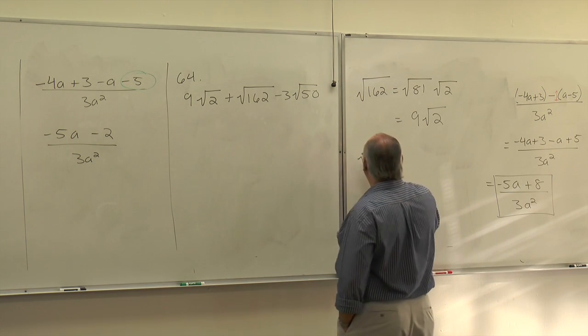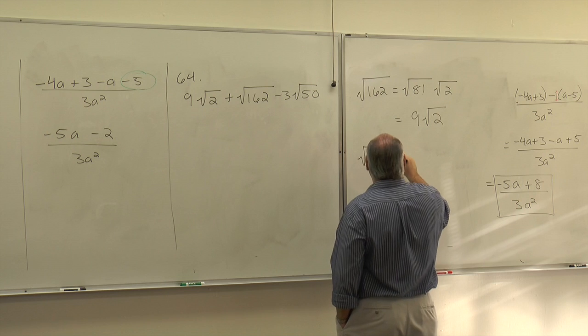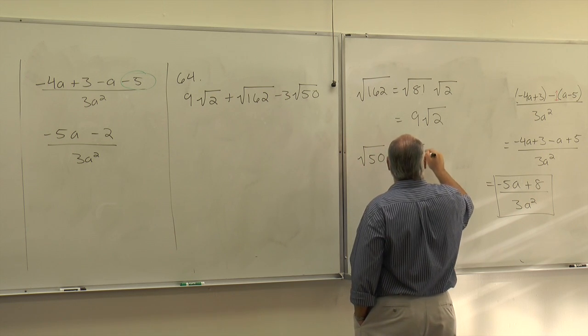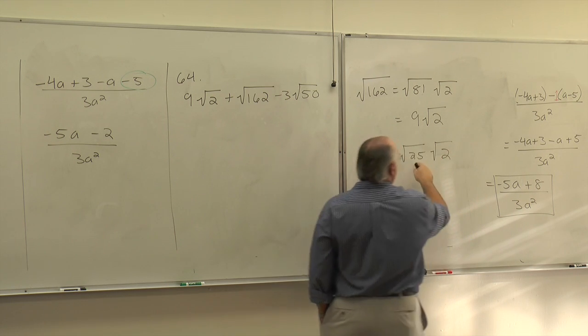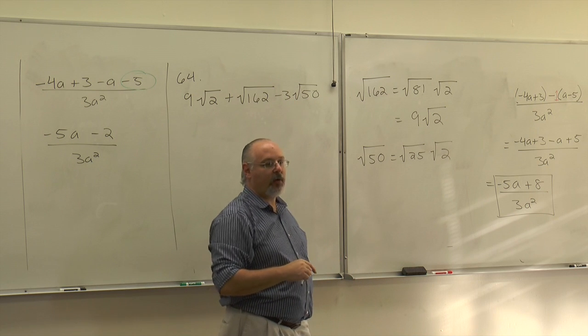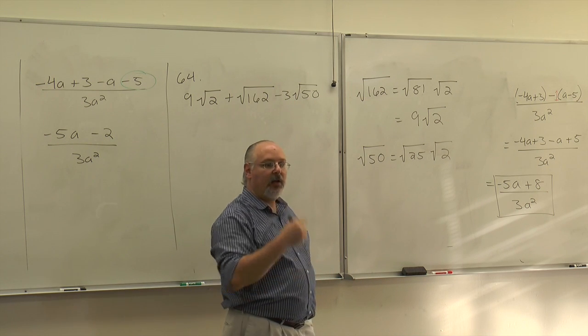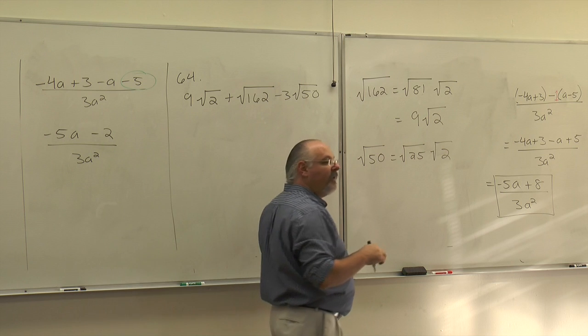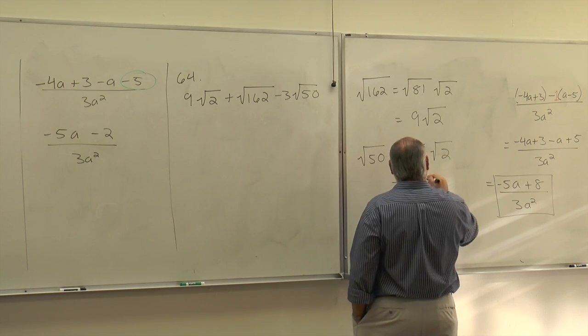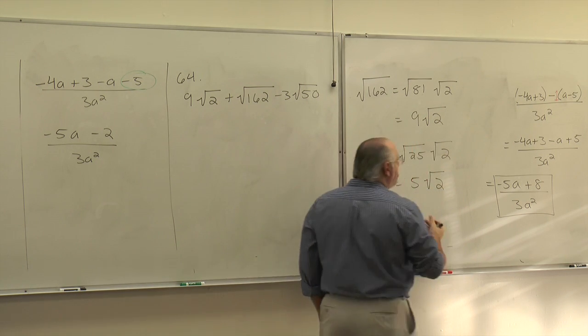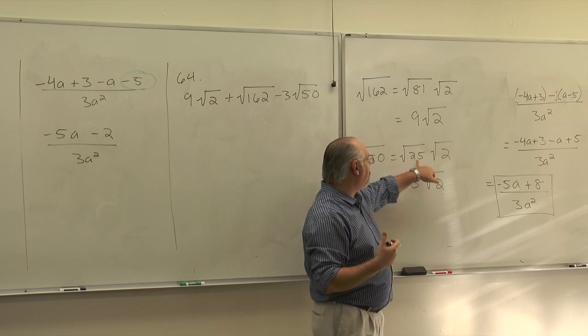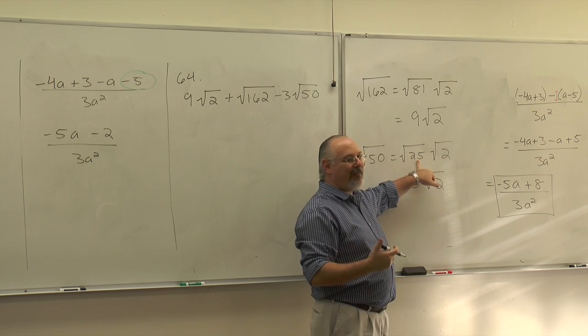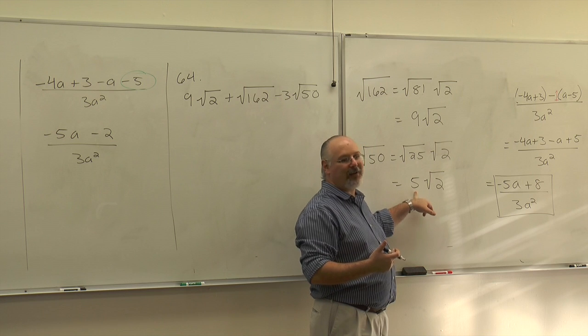50, the square root of 50, factors to 25 and 2, 25 being the biggest perfect square that goes into 50. Square root of 25 is 5, and we're left with the square root of 2. To me, it's important that you write that square first, because out of habit, that's going to be the one you're going to get rid of the radical on.